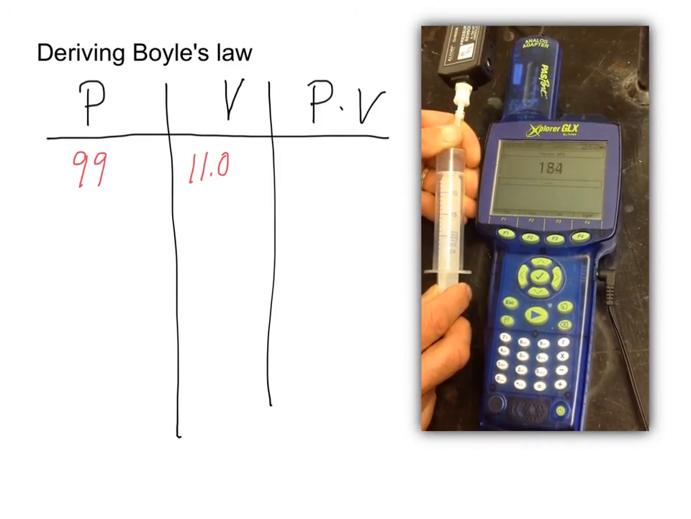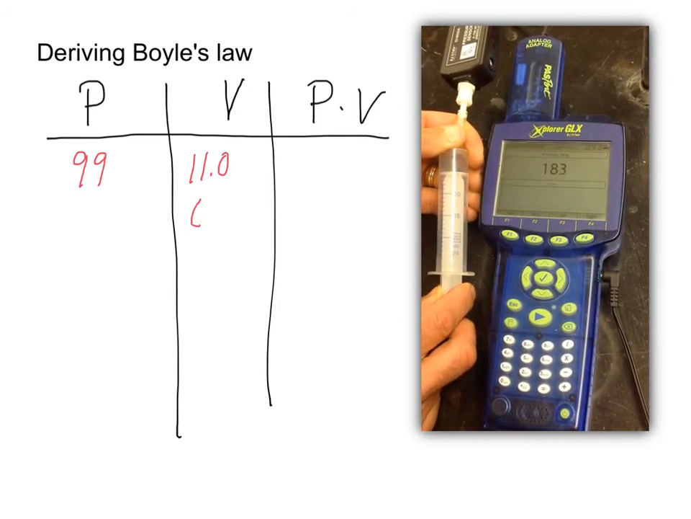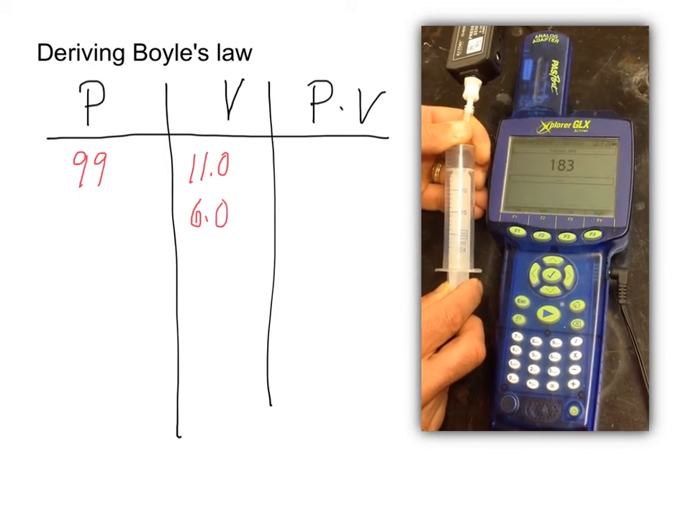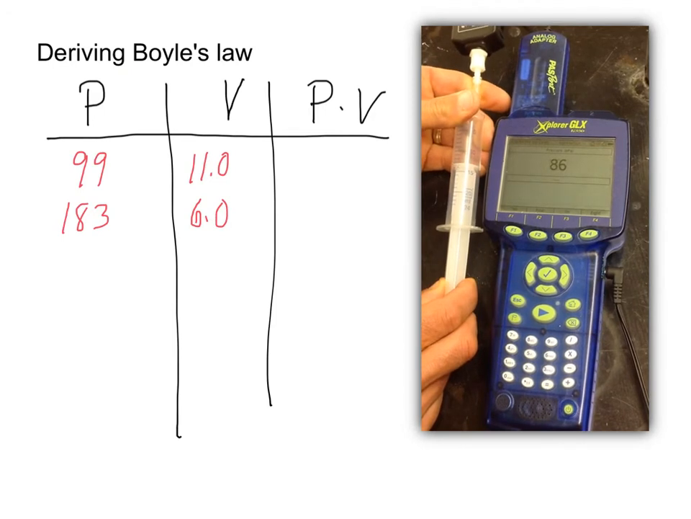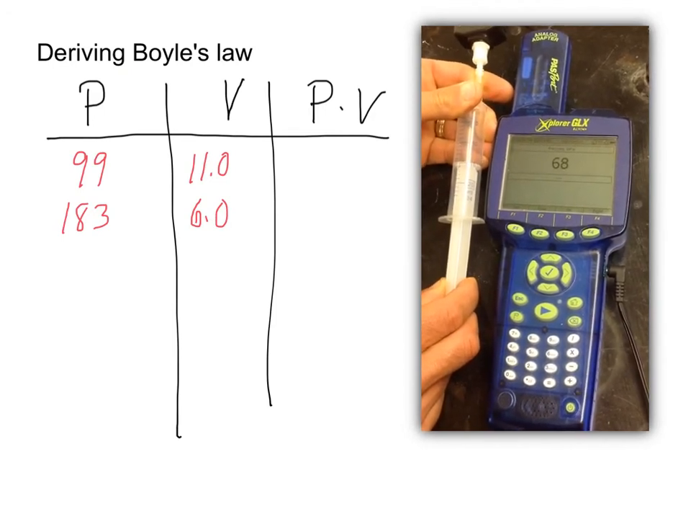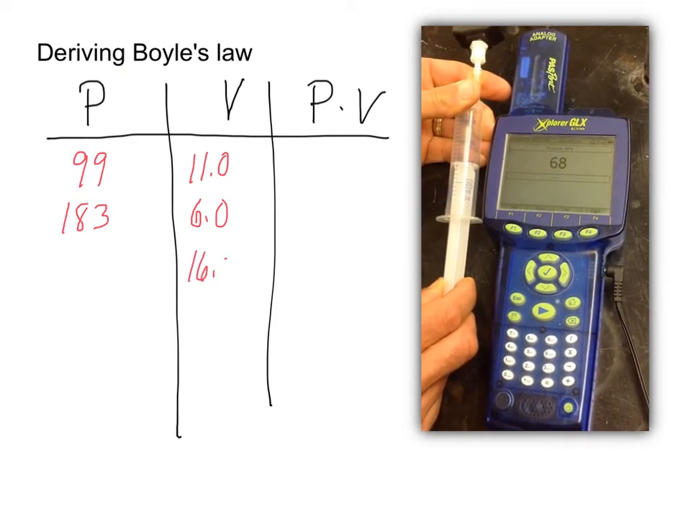So at 6, even though it says 5, remember to add the 1, it's 183. And then we take it out to 15, which would be 16 because we add the extra 1. And that would be 68.